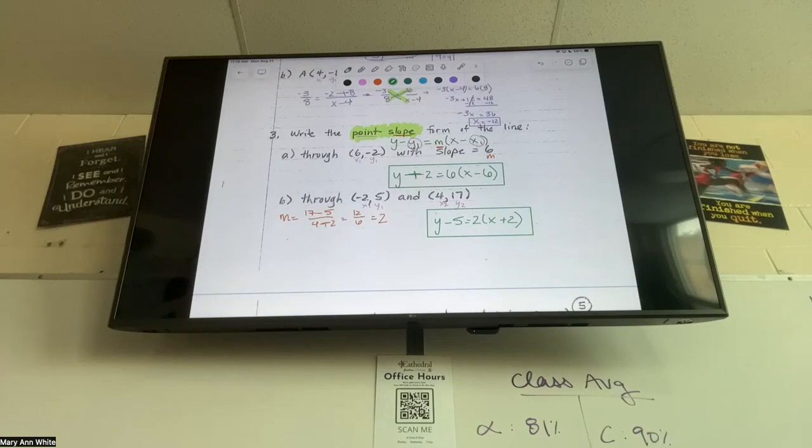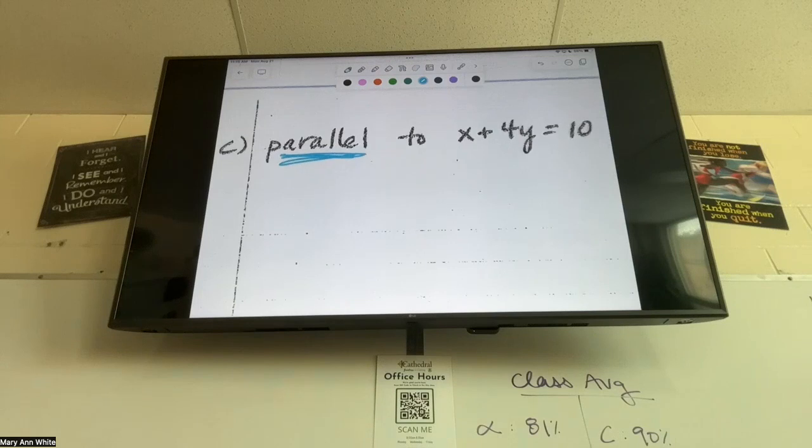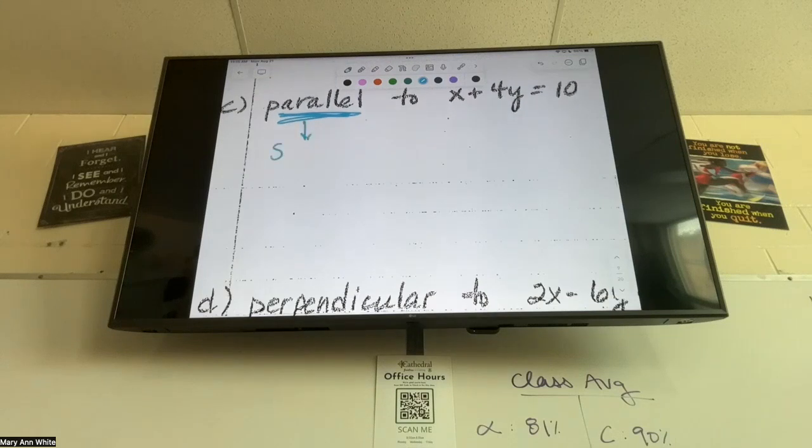Okay, flip your paper over. I'm just going to add 2 more little curveballs, but hopefully we're so good that these aren't even curveballs. The next directions say that it's parallel to this equation, x plus 4y equals 10, and it contains this point. Why is it important that you know that it's parallel to this line? Slopes are the same, right? Parallel means the same slope.